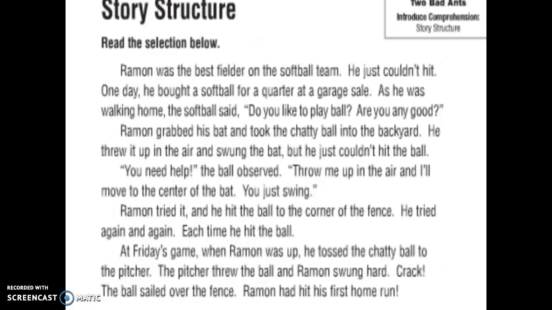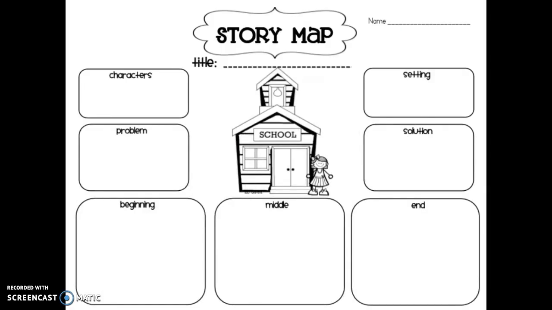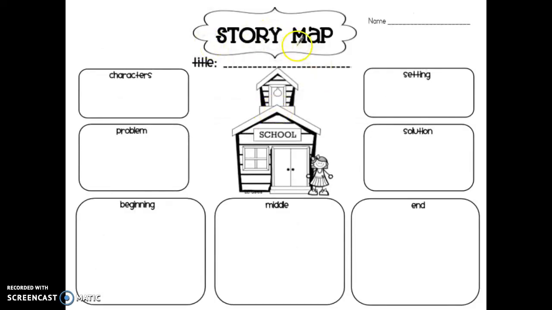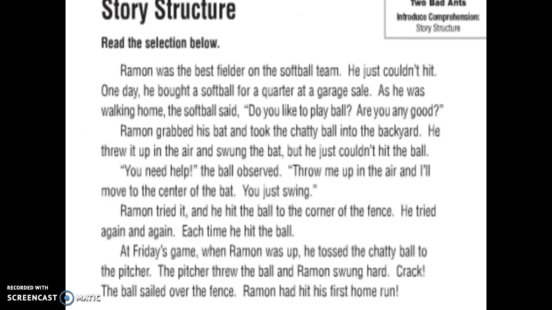So just for practice, we're going to practice reading a short story, and we're going to identify these important story elements. And we're going to take these elements from our story and plug them into what we call a story map. This is just a graphic organizer that helps us identify these important parts of the story and organize them in a way that can help us understand the story better. So the first step is to read the story.